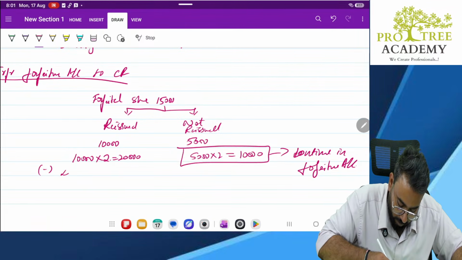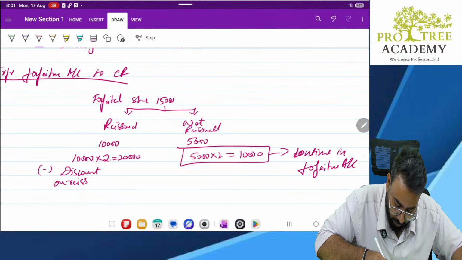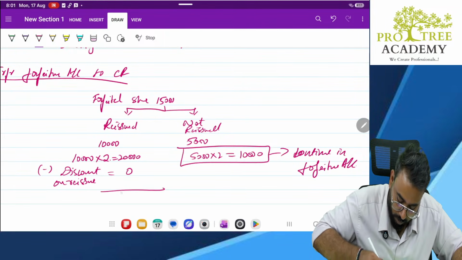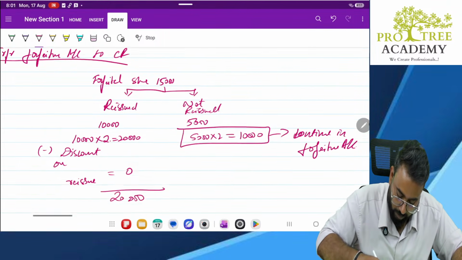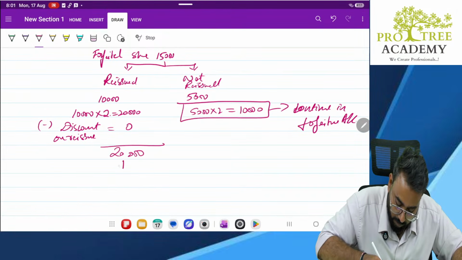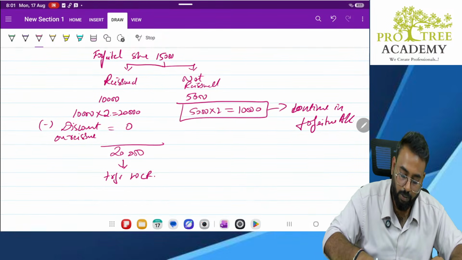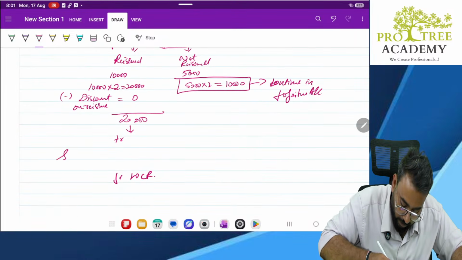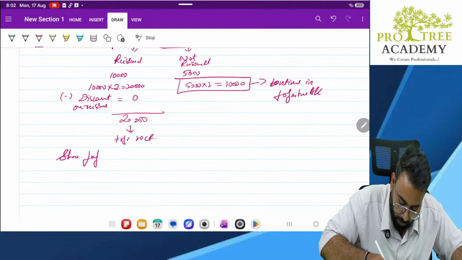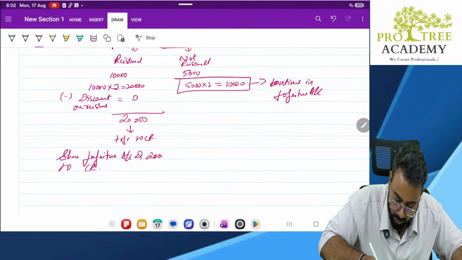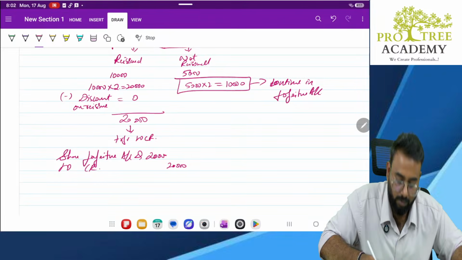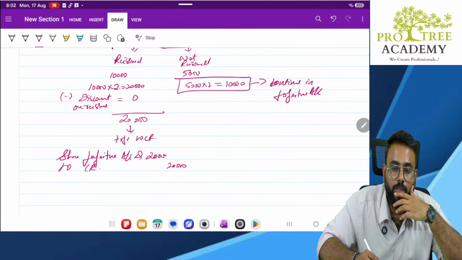Any discount on reissue? Nothing. So what is the balance remaining? 20,000. Transfer to capital reserve. What is the entry? Share forfeiture account debit to capital reserve, 20,000 and 20,000.